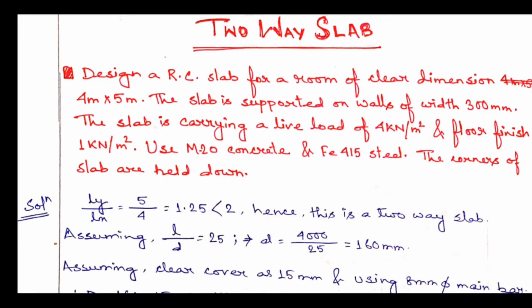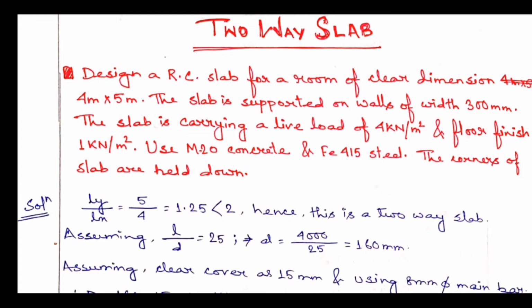Ly by Lx is equal to 5 meter by 4 meter. Ly is the longer span, that is 5 meter given in the question, and Lx is the shorter span, that is 4 meter, which is also given in the question. That is equal to 1.25. So this is less than 2. That means this is a two-way slab. We have to design the slab as a two-way slab.